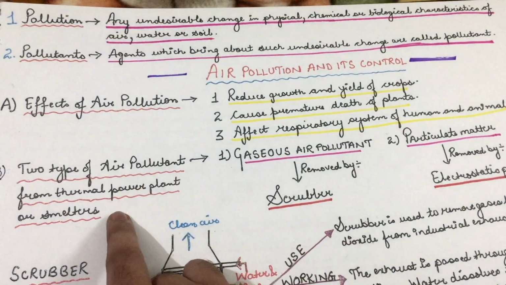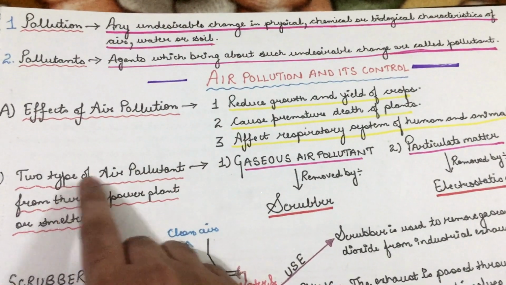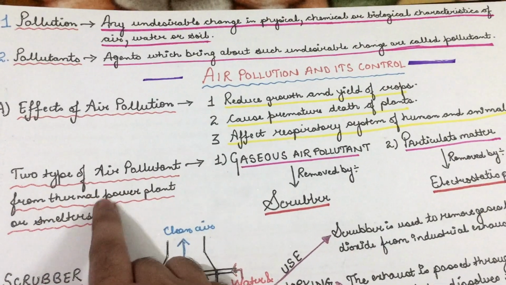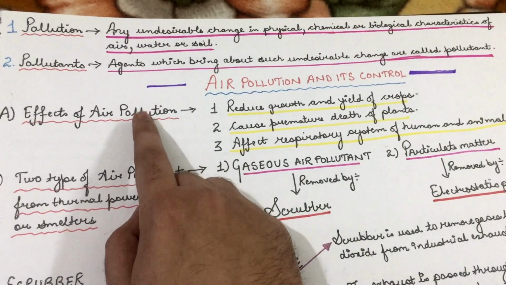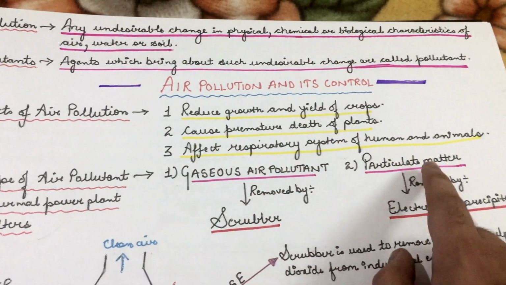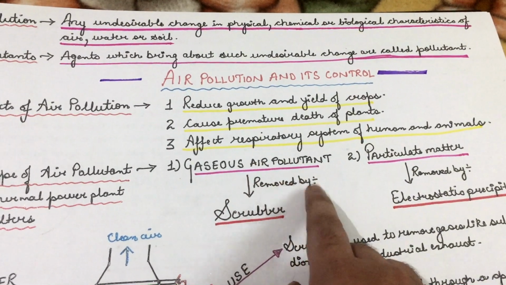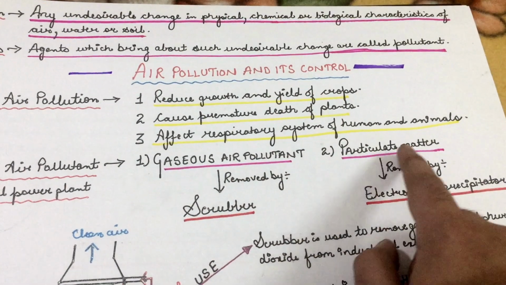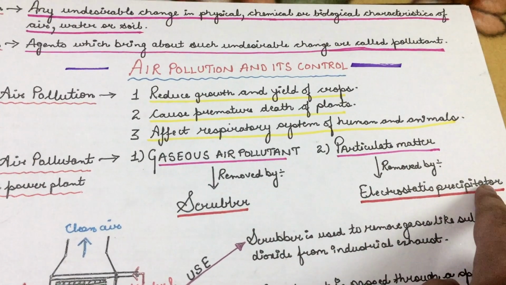Now, there are two types of pollutants in air pollution, for example from thermal power plants or smelters. The two types of pollutants are gaseous air pollutants and particulate matter. The gaseous air pollutant is removed by a scrubber and particulate matter is removed by an electrostatic precipitator.